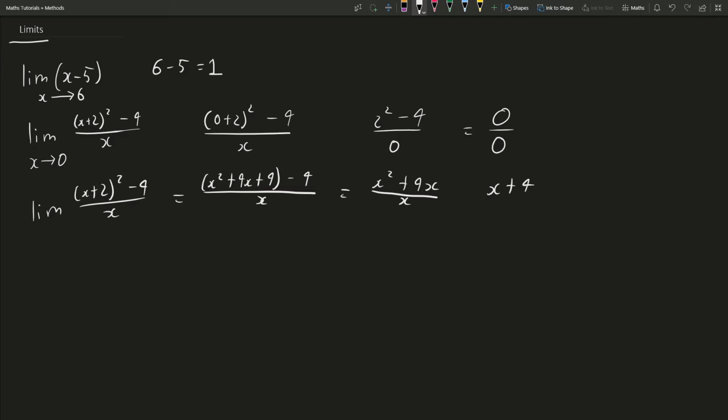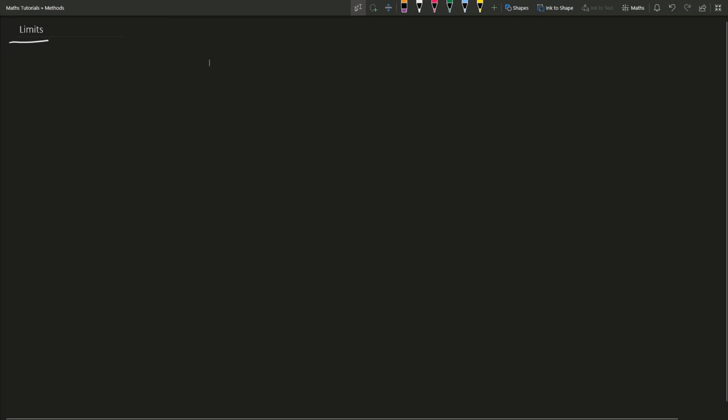And now we sub in 0 for x. So if we let x equal 0, we get 0 plus 4, which equals 4. So as x approaches 0, we get closer and closer to the value of 4. So let's finish off this video now by combining a lot of the skills that we've learned today.